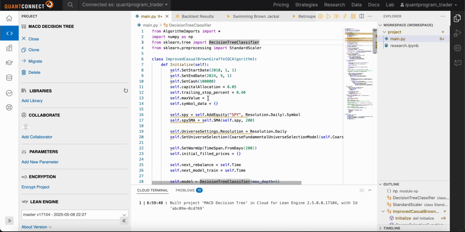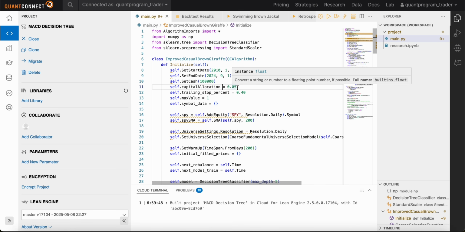So let's go through the code of this strategy. Basically we are importing the decision tree classifier, which is a library that's available for Python in the scikit-learn library. We can easily do that in QuantConnect, and we're also using the standard scaler. Our testing will be from 2010 to 2024, and we are doing a capital allocation of 5%. So there will be a maximum of 20 positions, and each position will have 5% allocated to it.